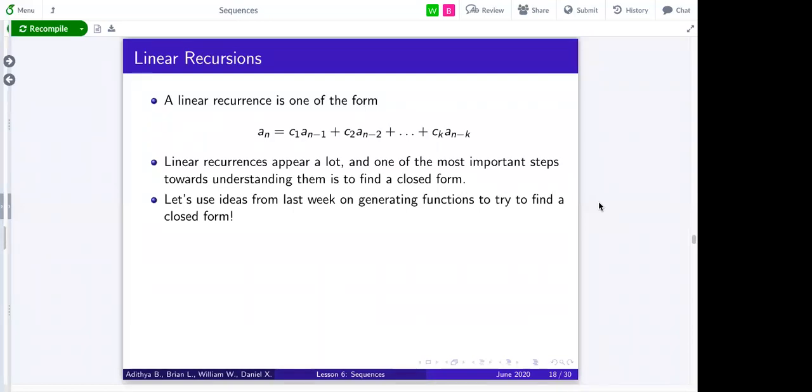So a linear recursion is a special type of recursion of the form a sub n is equal to c1 a sub n minus 1 plus c2 a sub n minus 2 all the way to ck a sub n minus k. And these types of recursions appear all over the place. For example, Fibonacci is a very famous example of a linear recursion. So probably one of the most important things when talking about linear recurrences is to try to find a closed form for them. So that's what we are going to be doing today.